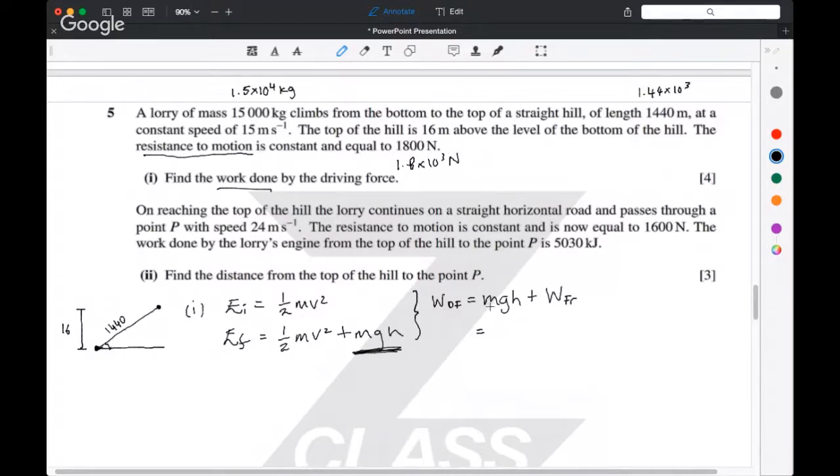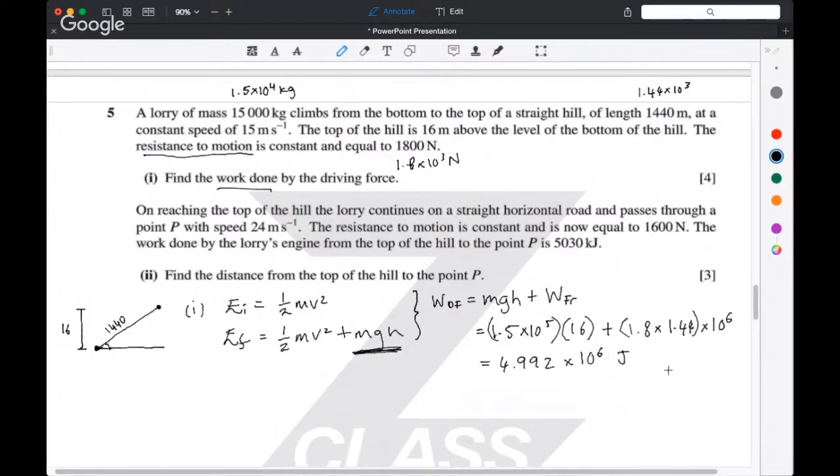So I have that mg, so g is just 10, so this is 1.5 times 10 to the 5. That's the weight, mg, times the height, 16, plus 1.8 times 1.44 times 10 to the 6. And you will find that this is 4.992 times 10 to the 6 joules.